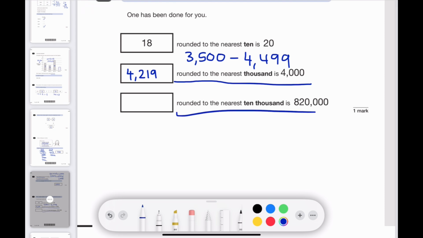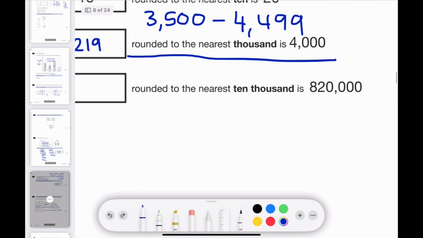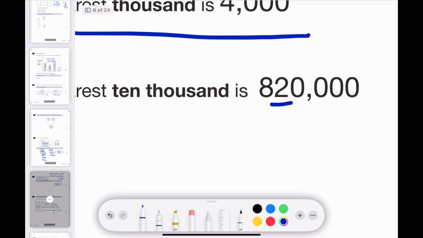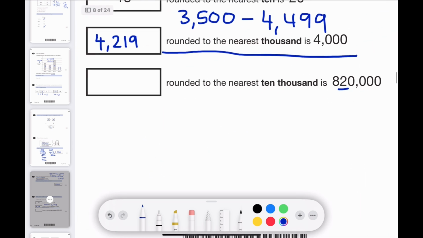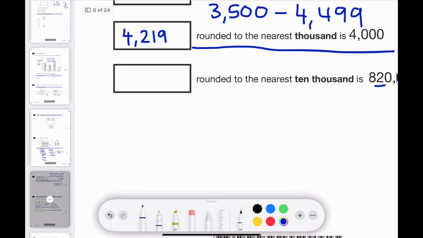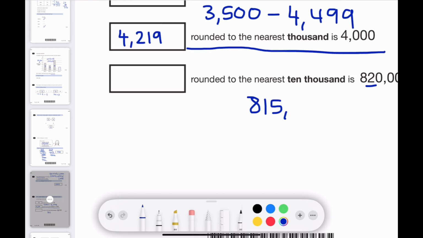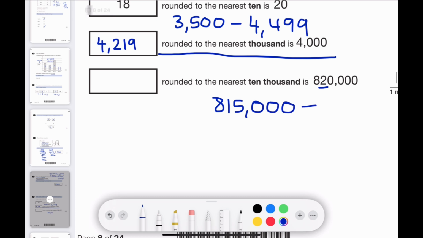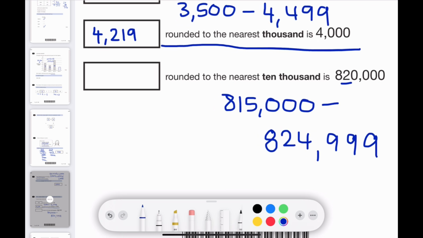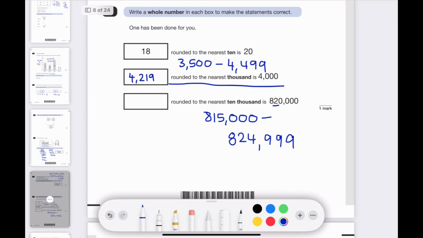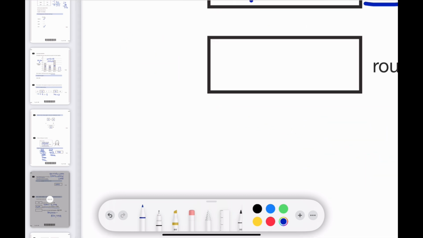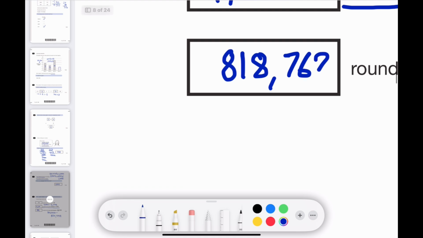And for the 10,000s, it's this digit. So it can be a number from 815,000 to 824,999. So it could be, for example, 818,762.